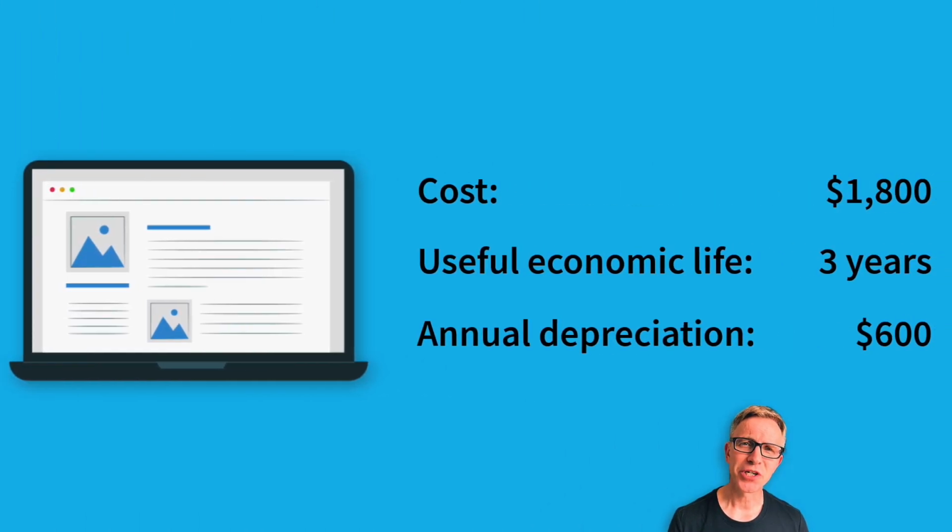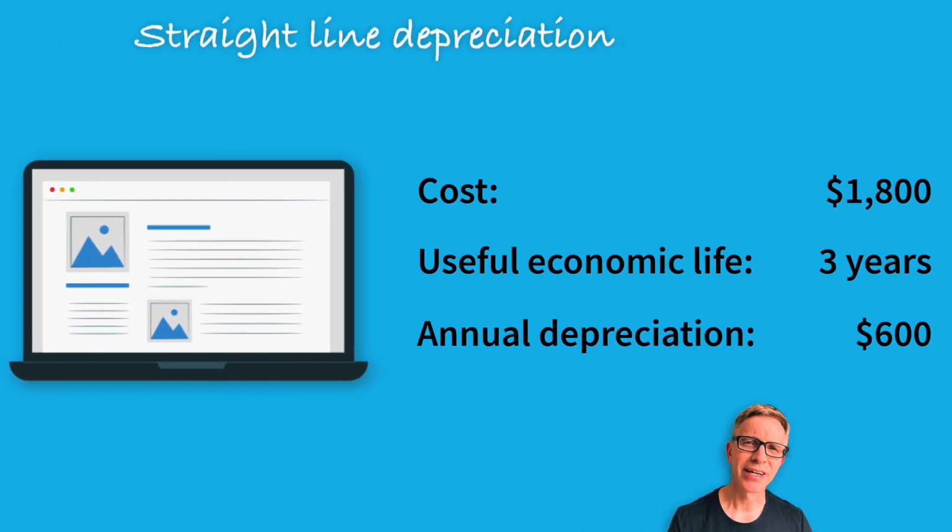This method of depreciation is called the straight line method. It's nice and simple because it results in the same amount of depreciation each year. In this example, the depreciation charge is 33 1/3% of the cost.